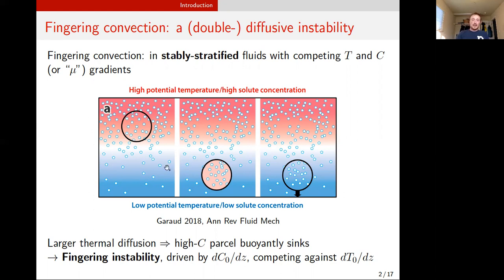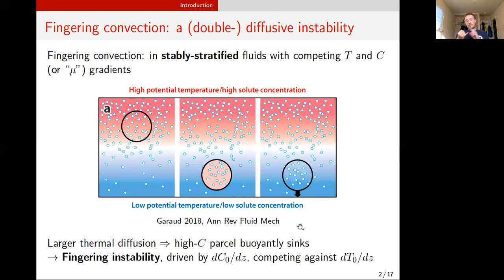And what is that instability mechanism? Well, if you imagine taking a warm, salty parcel of fluid from the top part of the domain and displacing it downwards, it is initially lighter than its surroundings, right? Because it's so much warmer. However, because heat diffuses so rapidly, it very quickly becomes at equal temperature to the surroundings, but it still has a larger concentration of salt. That means that it is no longer lighter than the surroundings. Instead, it is now denser than the surroundings, and it will buoyantly sink.